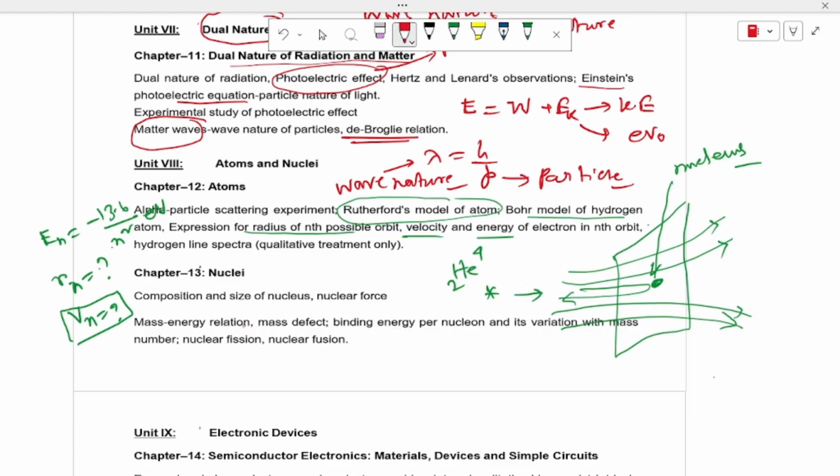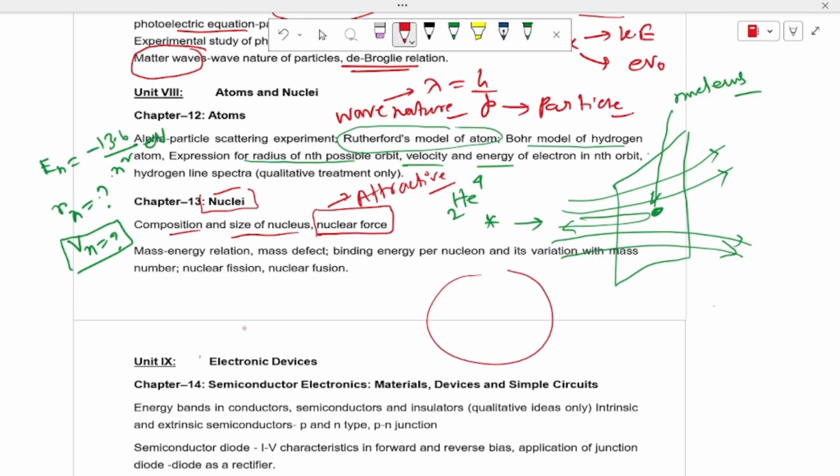Chapter number 13 is nuclei, composition and size of the nucleus, nuclear force. Nuclear force is attractive in nature. So inside the nucleus there is a huge number of protons and also a huge number of neutrons present. This is neutron. This is proton. So protons, they repel each other. Even if they are repelling, still there is a huge force which is responsible to bind those nucleons inside the nucleus.